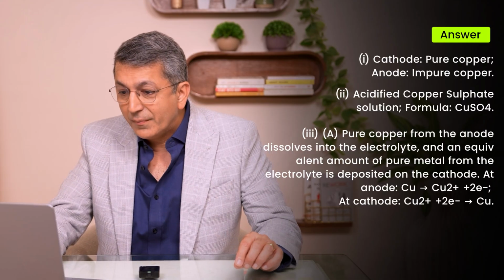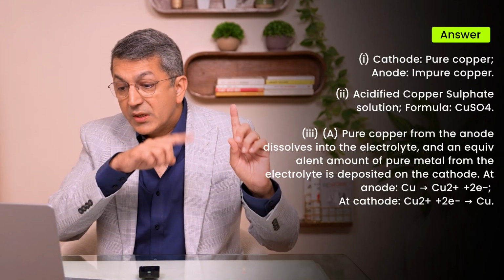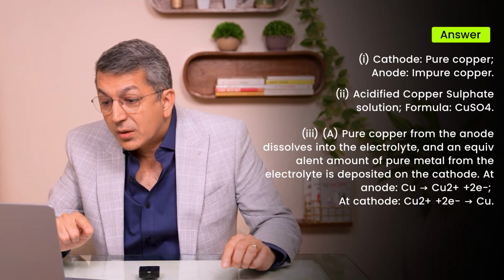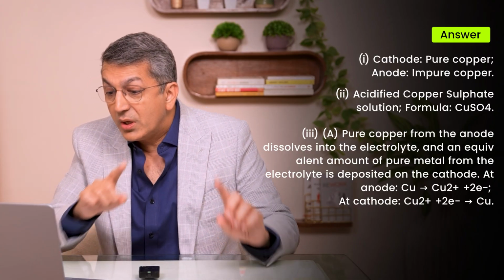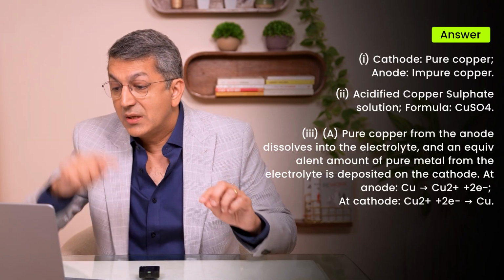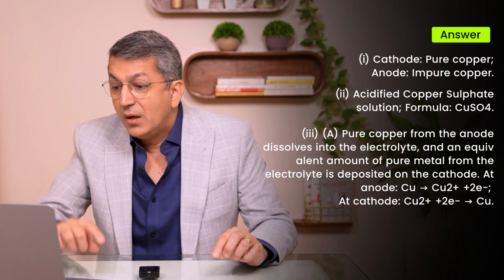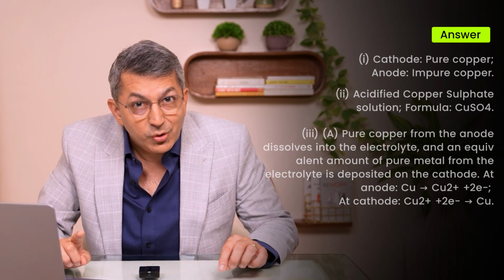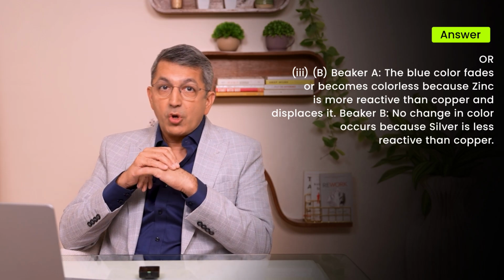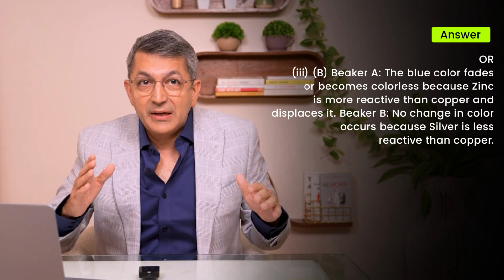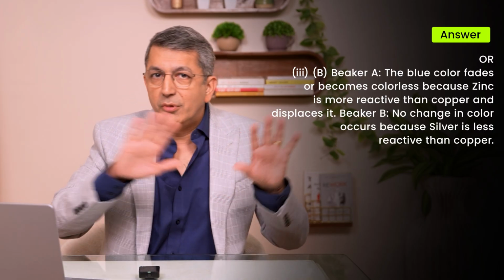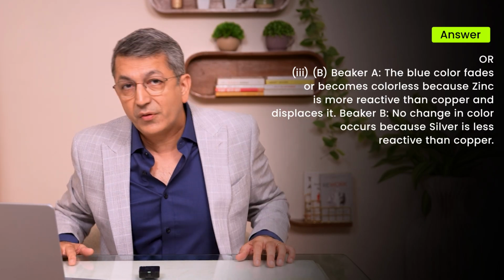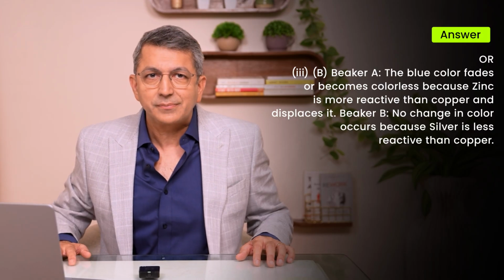At anode, Cu gives Cu2+ plus 2e-. At cathode, Cu2+ plus 2e- gives Cu. 3b. Beaker A, the blue color fades or becomes colorless because zinc is more reactive than copper and displaces it. Beaker B, no change in color occurs because silver is less reactive than copper.